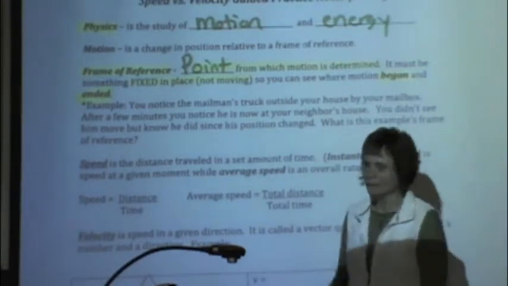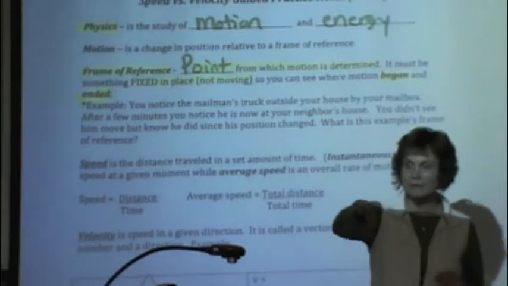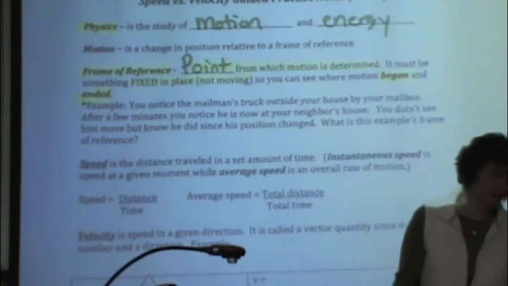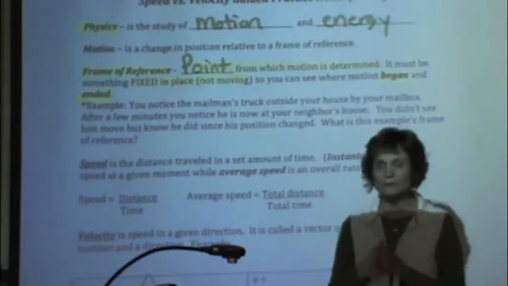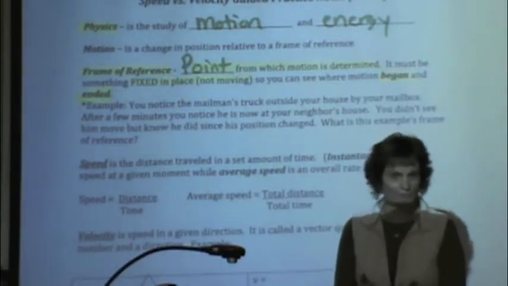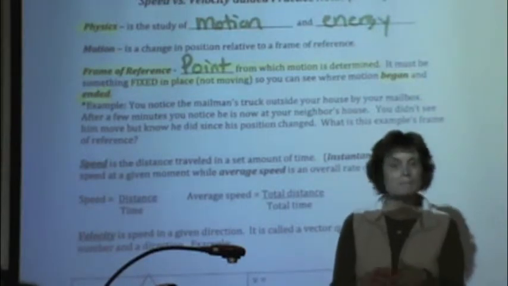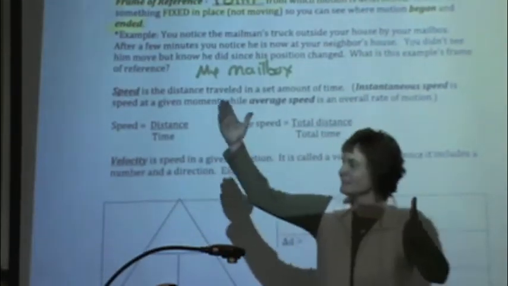Now here's a goofy little scenario. Let's say I look out my window and I see the mail truck is outside by my mailbox. I go away. A couple minutes later I come back and the mail truck is now in front of my neighbor's house. I didn't see him move, but could I figure out how fast he was going? Yes, I could. So my question is, what was my frame of reference? Where did I begin noticing his motion? Somebody be brave. Student: You saw him at your mailbox. My mailbox, exactly. My mailbox was my frame of reference. That's where I began to notice where he was. So my mailbox is my frame. He started here, he's now here.